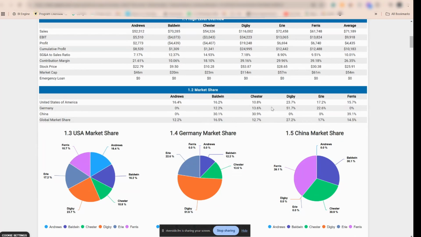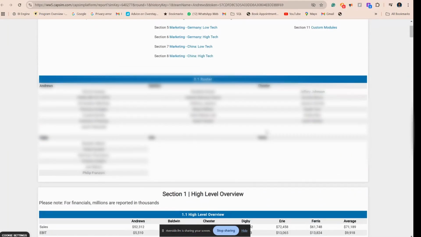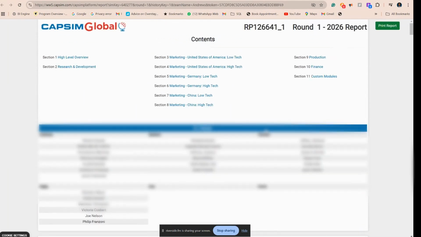The market share has changed. Andrews has 16.4. Digby has 23.7. Harris and Ferris have 17.2 and 15. And these are computer generated results. Because we really have 4 actual teams, these other 2 teams are AI generated. So we're actually competing with AI in this case. So I'm going to share some hacks from these data.